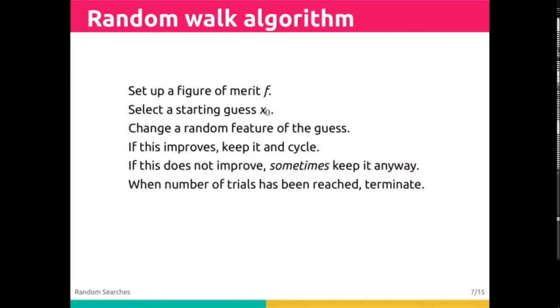The process for a random walk algorithm looks like this. We're going to set up a figure of merit f. We're going to select a starting guess x naught. We're going to change a random feature of the guess. In other words, we're going to push it in a random direction. If this improves the solution, then keep it and cycle back to step 3. If it does not improve the solution, we still keep it sometimes, and then we cycle back to step 3. Since we need to have a way of deciding when to end a random walk, we're simply going to set a predetermined number of trial changes to do.